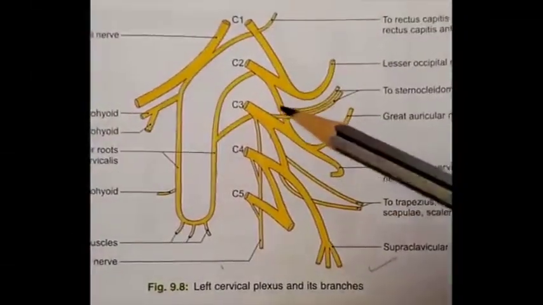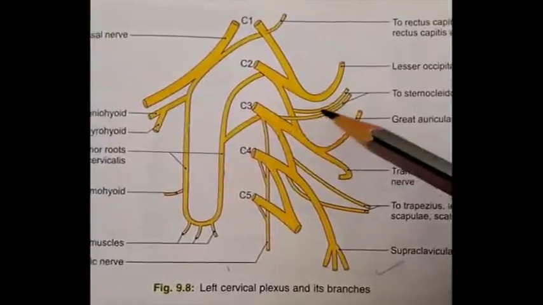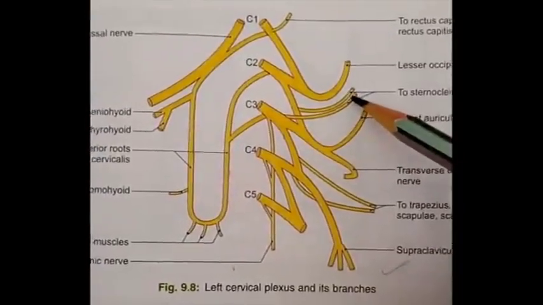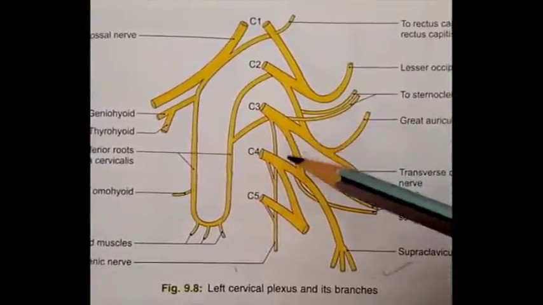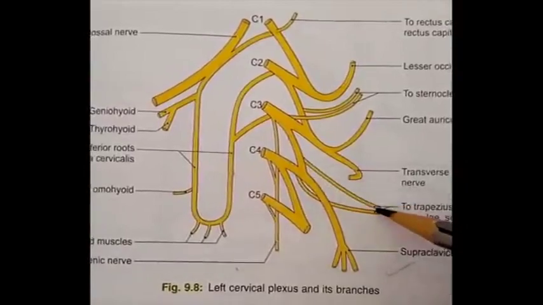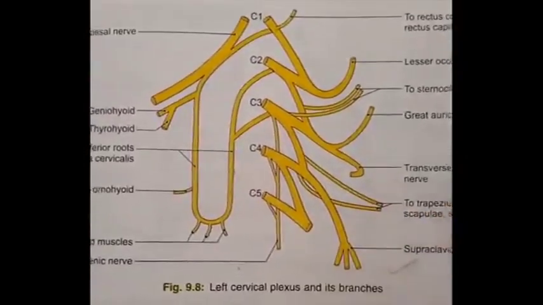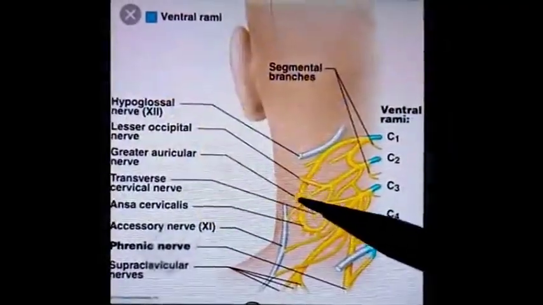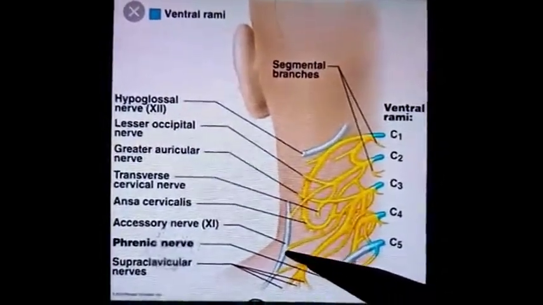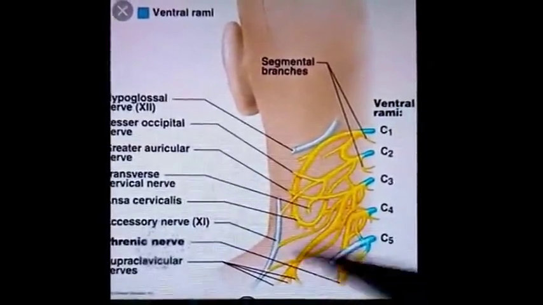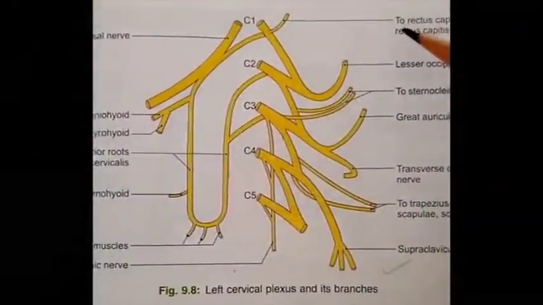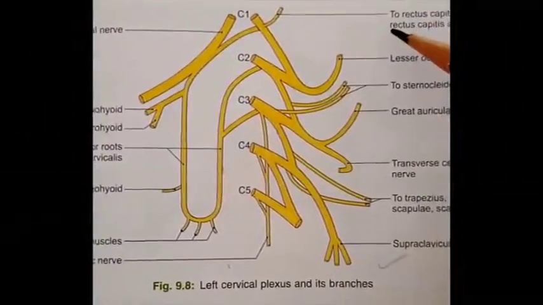A branch from C2 and C3 ventral rami is given for the sternocleidomastoid muscle, and from C3 and C4 ventral rami one branch is given for the trapezius muscle. These two branches further proceed and join with the accessory nerve, that is the spinal accessory nerve, and communicate with that. Muscular branches are also the deeper branches of the plexus.